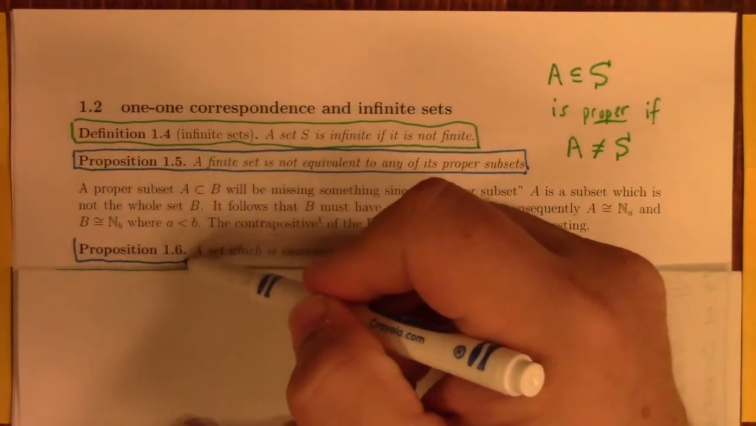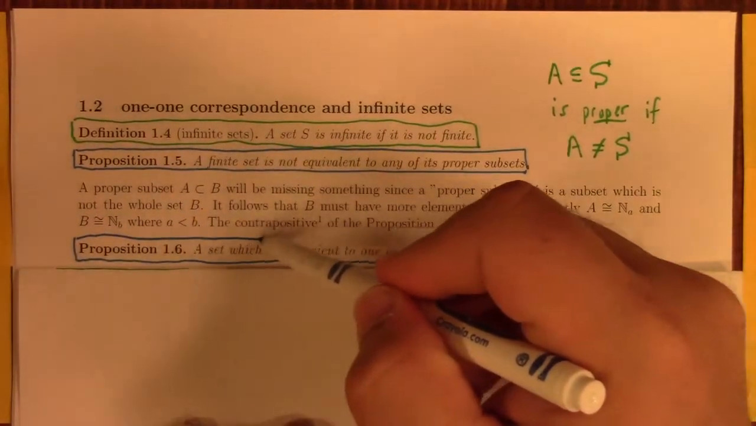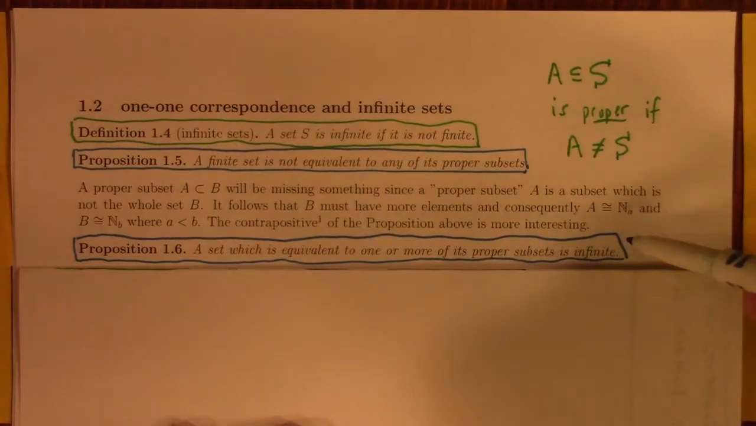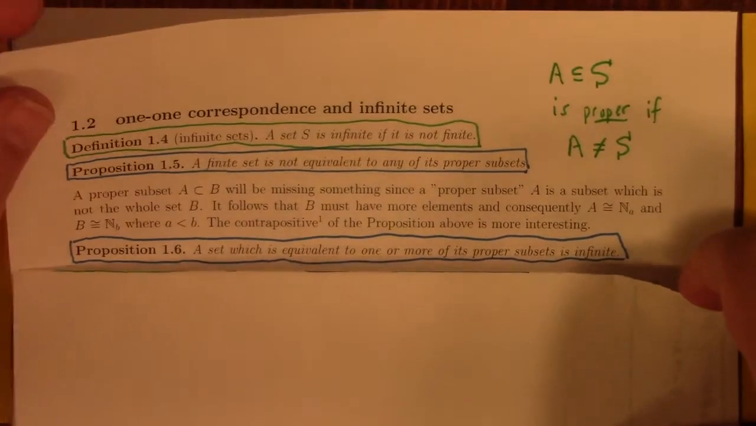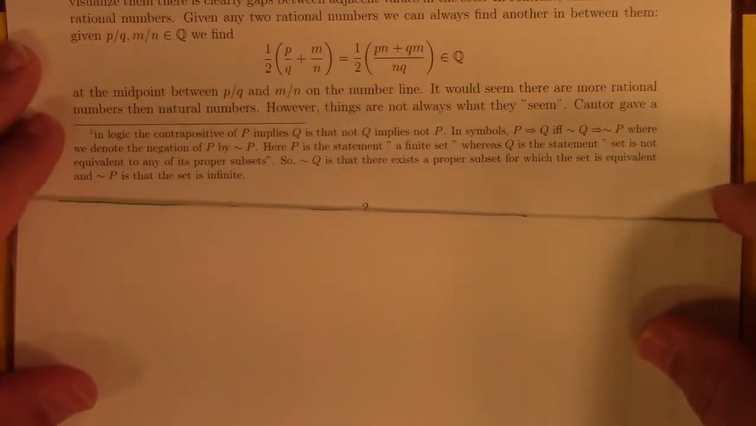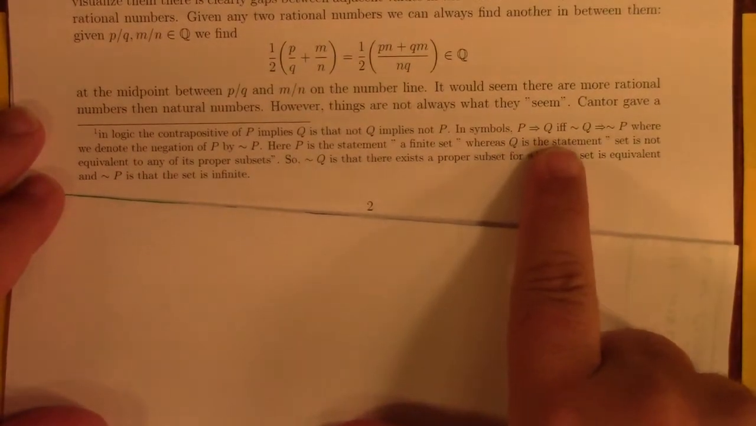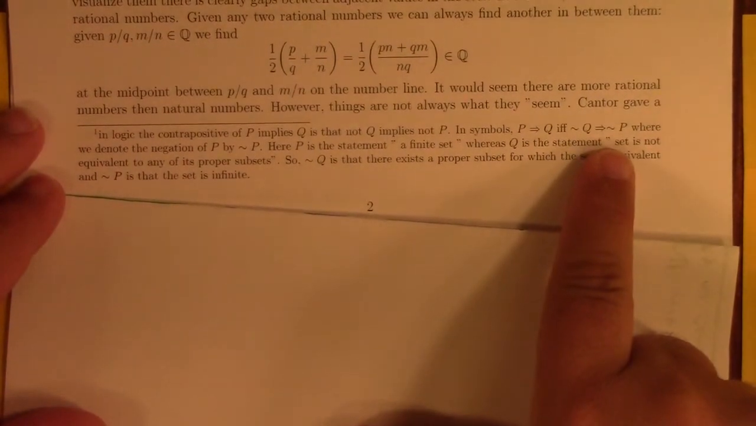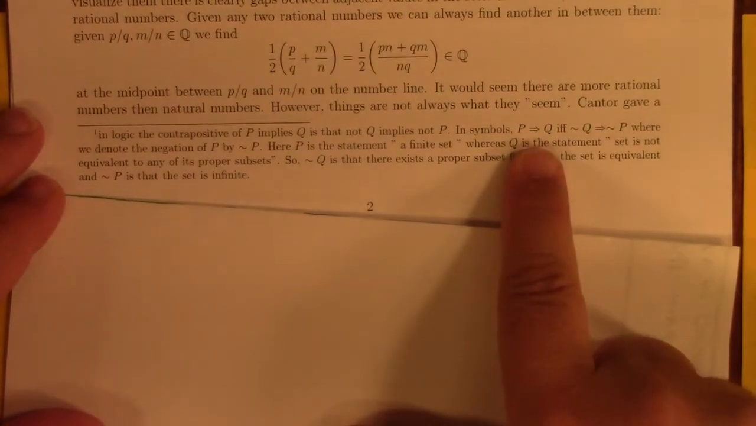Now, if you forgot what contrapositive is, or maybe you just never were told, which is possible, I suppose, I've included a footnote down here to try to unwrap what I mean by that. Let me go through my footnote right quick. So here's the footnote. In logic, the contrapositive of P implies Q is that not Q implies not P. In symbols, P implies Q if and only if not Q implies not P. So not Q implies not P is the contrapositive of P implies Q.